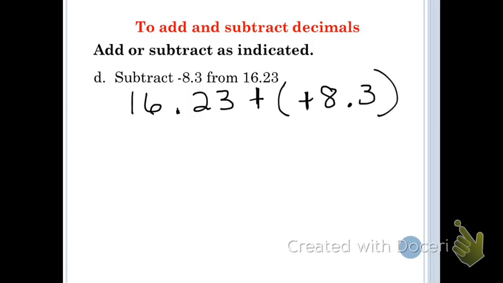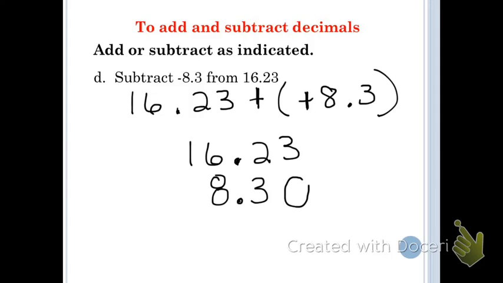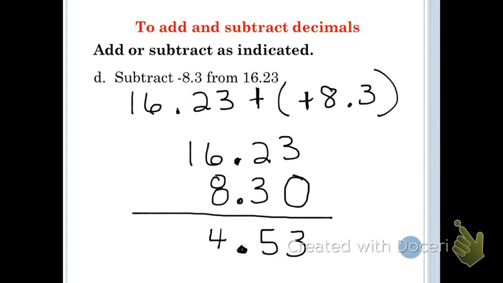So now notice both of our numbers are positive. We have a 16.23 and an 8.3. If you want to put a 0 behind that 3, you can. And our signs are both positive, so we're just adding. 2 plus 3 is 5. The decimal straight down. 8 and 6 is 14. And 1 plus 1 is 2. So we have 24 and 53 hundredths.